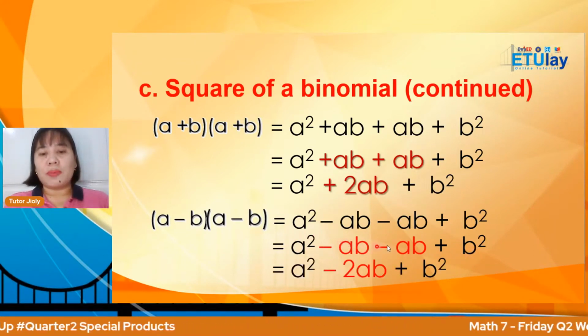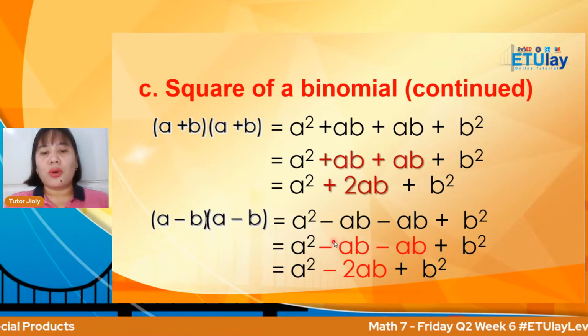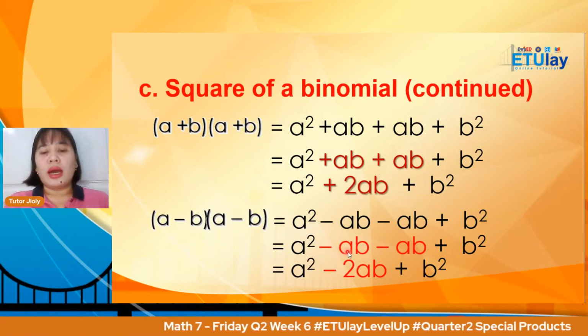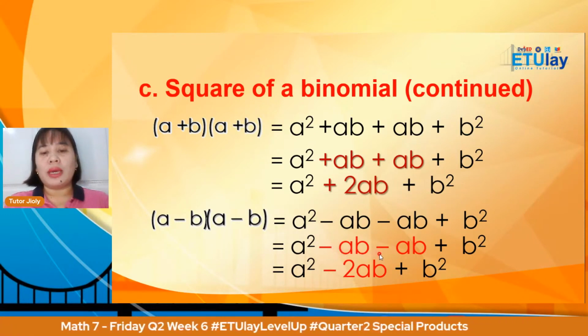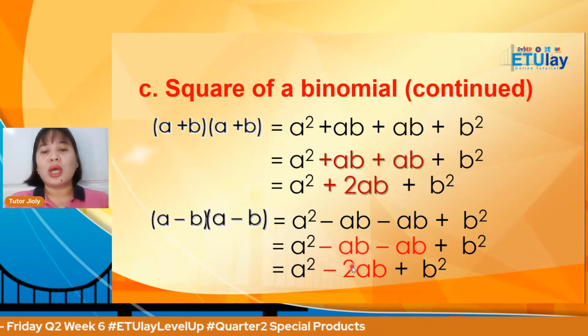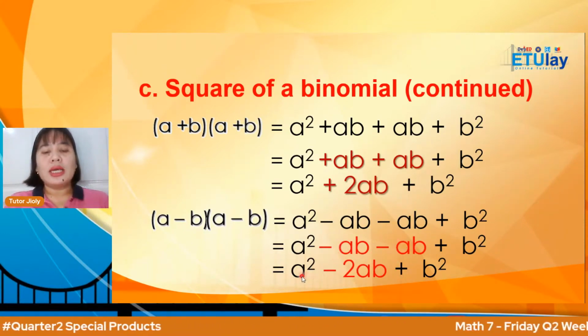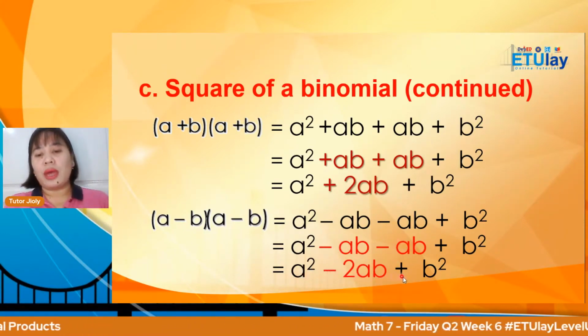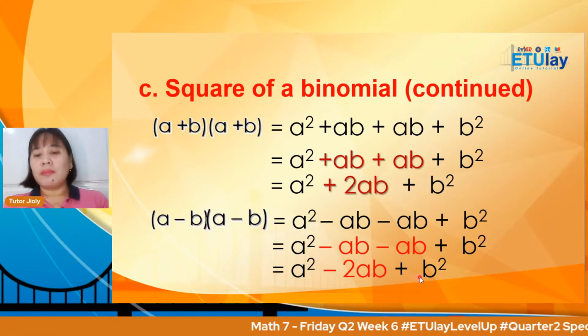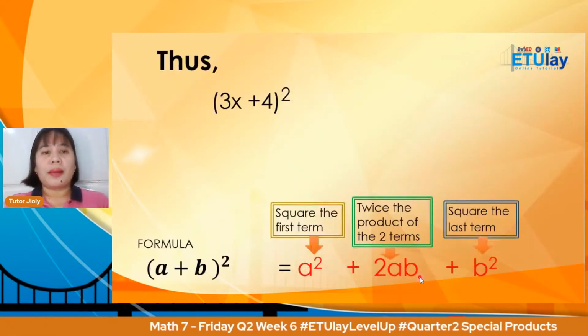Then pagsasamahin natin, so ang sabi ko nga kanina, we combine, so negative AB plus negative AB, that is 2AB. Matik po, may 1 po yan sa unahan nila. So A raised to 2 minus 2AB plus B raised to 2.